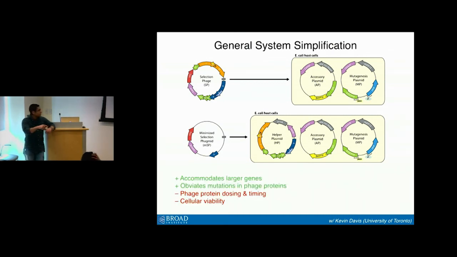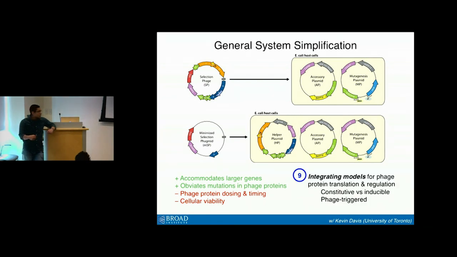So basically, instead of operating like a virus, it operates like a plasmid and provides the phage proteins that are required for things like replication, construction of the viral capsid, all of those things. There's a problem with this approach, though, which is that the dosing of the phage proteins, when they come on, when they go away, all of this is very, very important to the efficiency of this whole process.